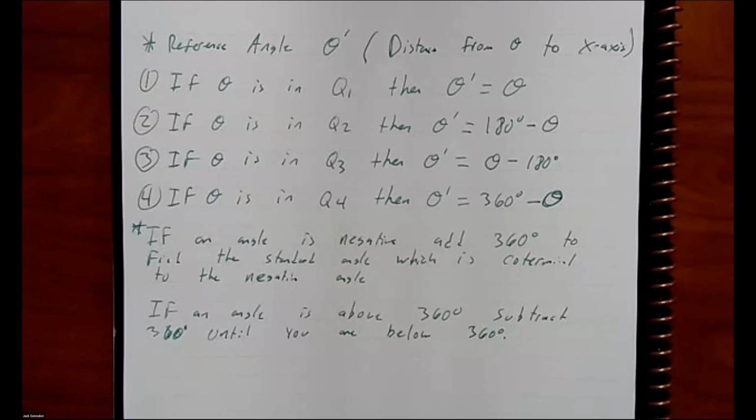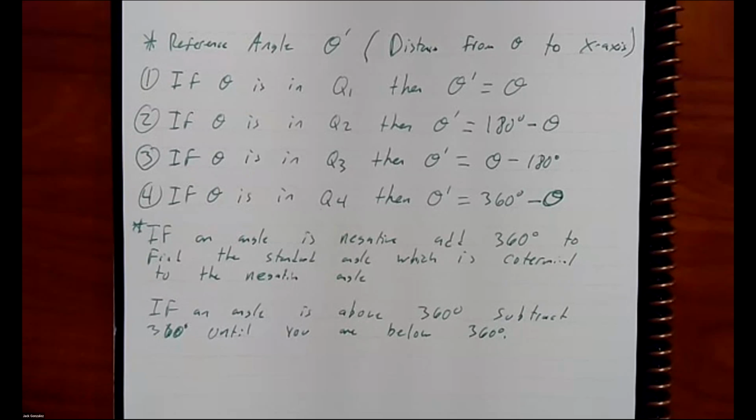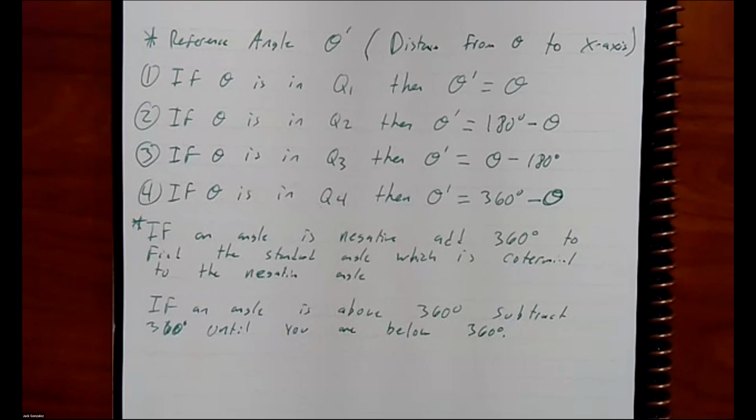So for question 13, 11 pi over 4, the coterminal would just be 3 pi over 4 since we're just subtracting 2 pi. Yeah, subtract 2 pi until you're below 2 pi. I believe that's the one, yeah.